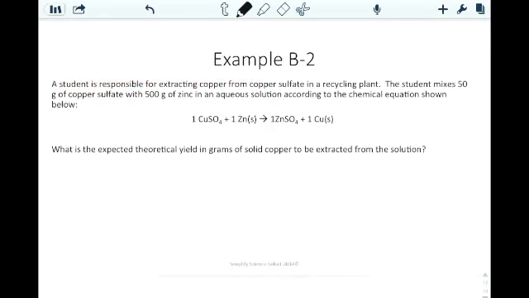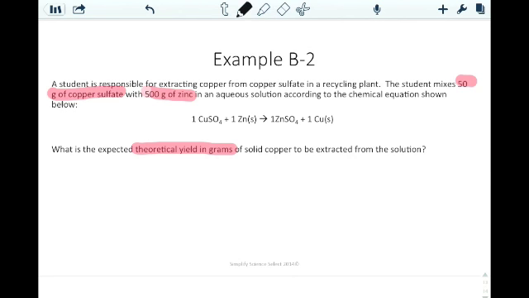Go ahead and look at example B2. It says a student is responsible for extracting copper from copper 2 sulfate in a recycling plant. The student mixes 50 grams of copper sulfate with 500 grams of zinc in an aqueous solution according to the chemical equations shown below. What is the expected theoretical yield in grams of solid copper to be extracted from the solution? So let's go ahead and work this one out.